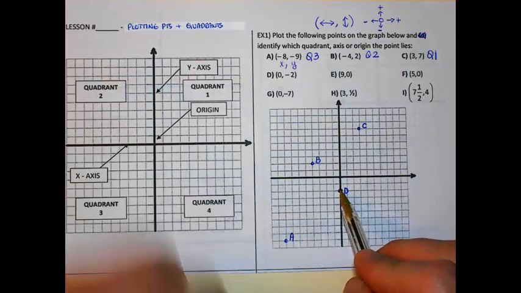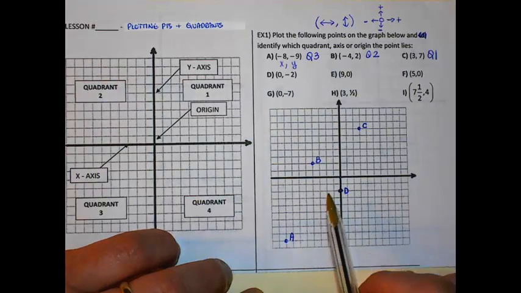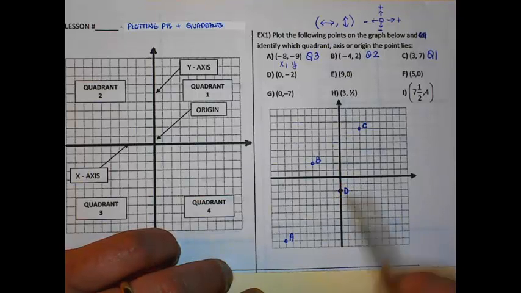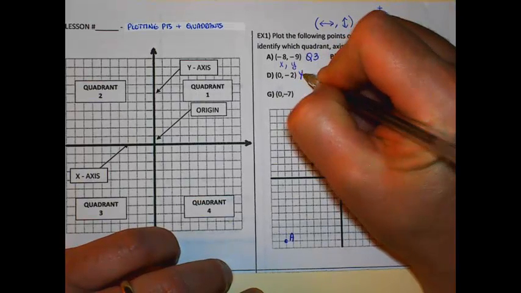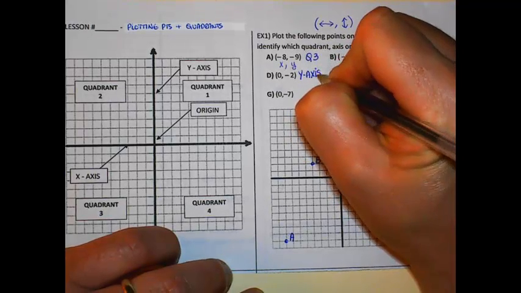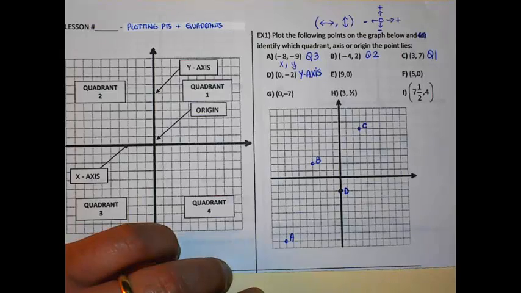Now, letter D is not in a quadrant because this is quadrant 2, this is quadrant 3, and this is quadrant 4, but that point is right on the border. And that border is called the y-axis. So we say that point 0, -2 is not in a quadrant, but rather it is on the y-axis. It's right on the border.